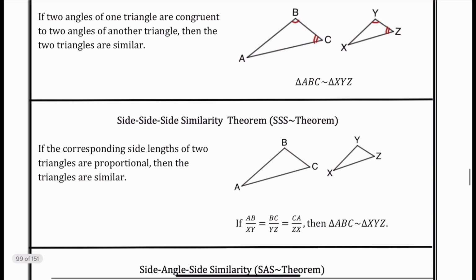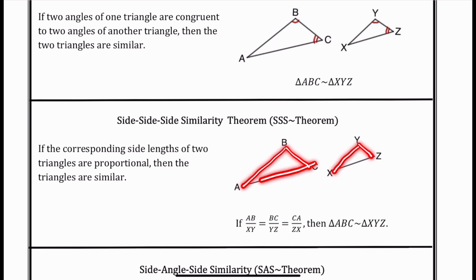Our next one is the side-side-side similarity theorem. If the corresponding side lengths of two triangles are proportional, then the triangles are similar. But when you do this, all three sides have to be proportional. So AB divided by XY is going to be equal to BC divided by YZ, and CA divided by ZX. All three of those proportions will be equal. And whatever they reduce to, that will be the scale factor. Then triangle ABC is going to be similar to triangle XYZ.